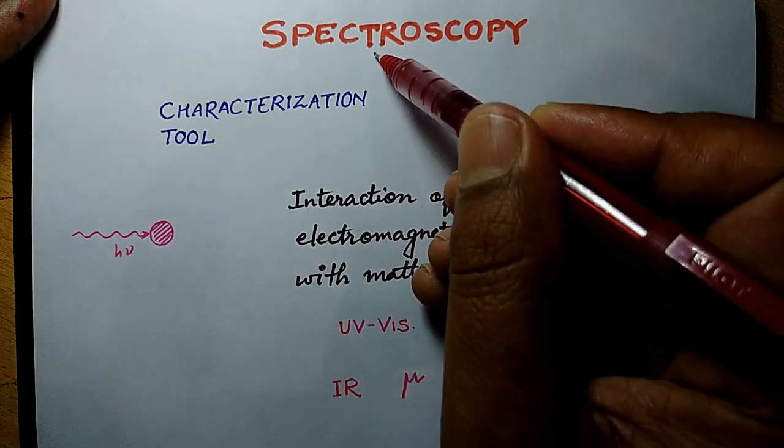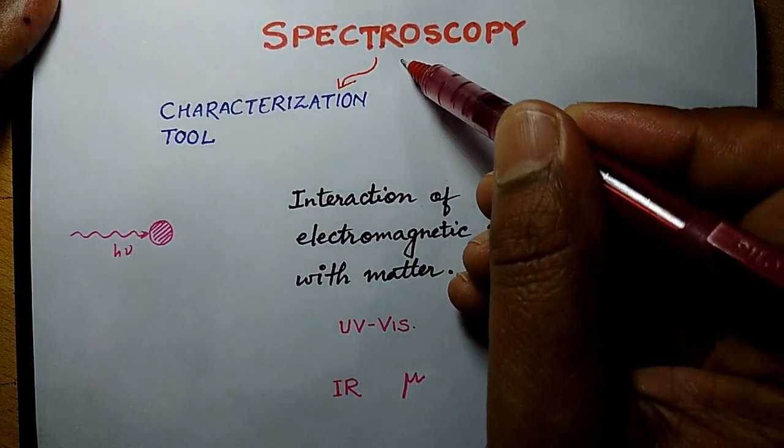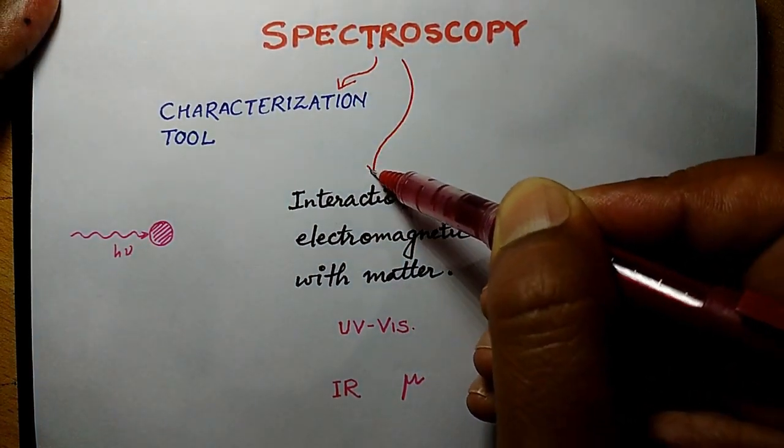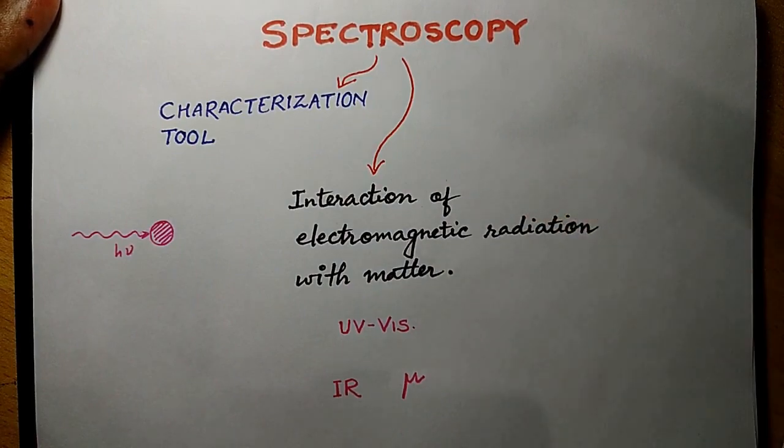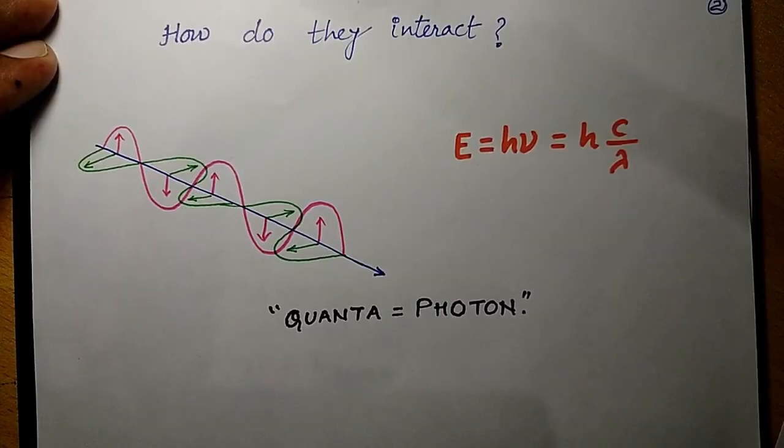So let us start. Spectroscopy is a modern tool to characterize any unknown substance, and it involves study of interaction of electromagnetic radiations with matter. Depending on the type of electromagnetic radiation being used, spectroscopic techniques are named as UV visible spectroscopy, IR spectroscopy, microwave spectroscopy, and so on.